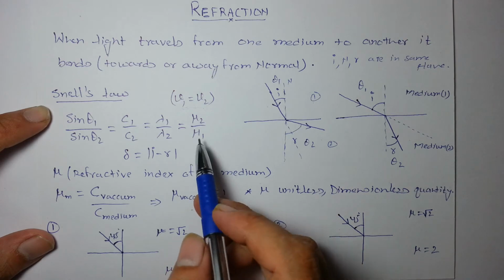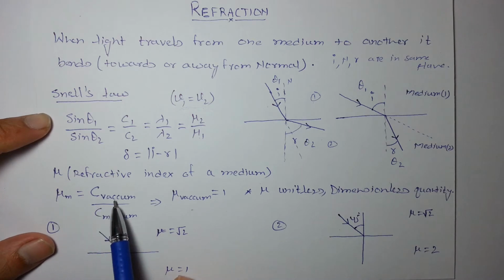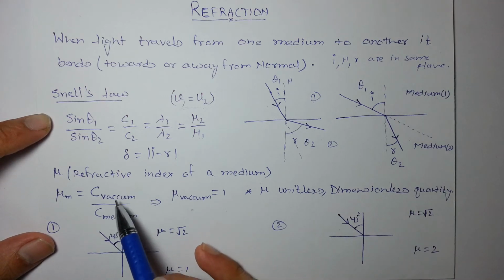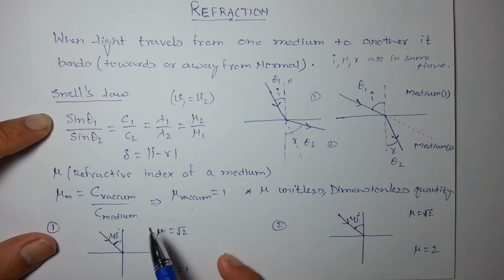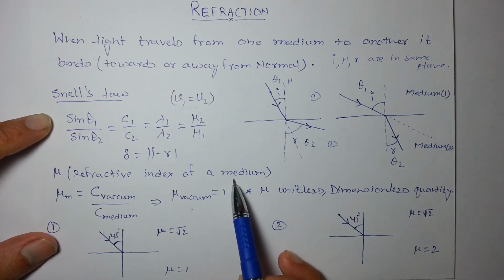What do we mean by refractive index? The refractive index of a medium is the ratio of the velocity of light in vacuum to the velocity of light in that medium. By this definition, if I take the medium as vacuum, mu of vacuum should be 1. Mu is obviously a unitless, dimensionless quantity because it is the ratio of the same physical quantities. Mu is called the refractive index of the medium.